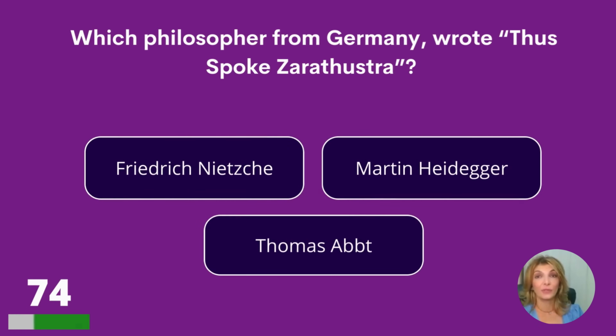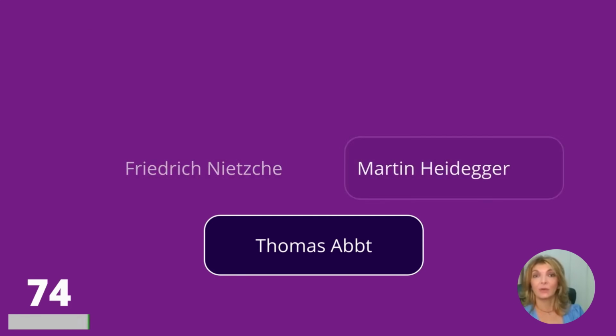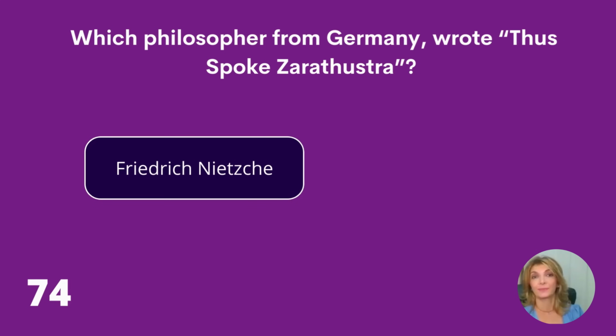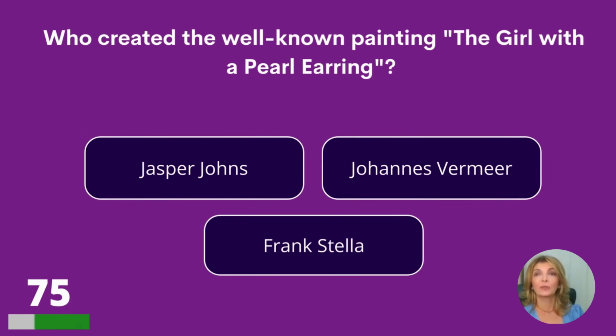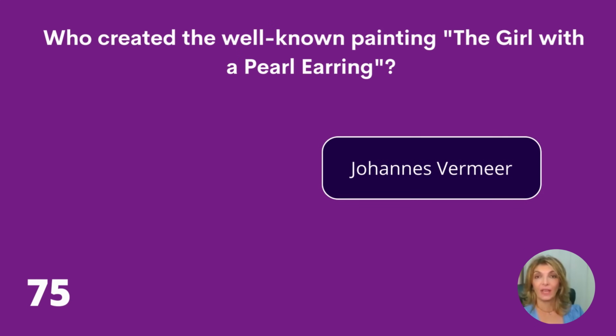Which philosopher from Germany wrote Thus Spoke Zarathustra? Friedrich Nietzsche, Martin Heidegger, or Thomas Abbott? Nietzsche. Who created the well-known painting The Girl with a Pearl Earring? Jasper Johns, Johann Vermeer, or Frank Stella? Johann Vermeer.